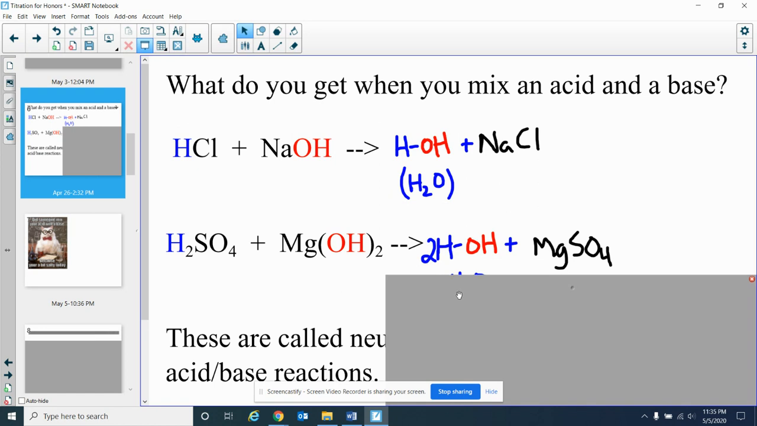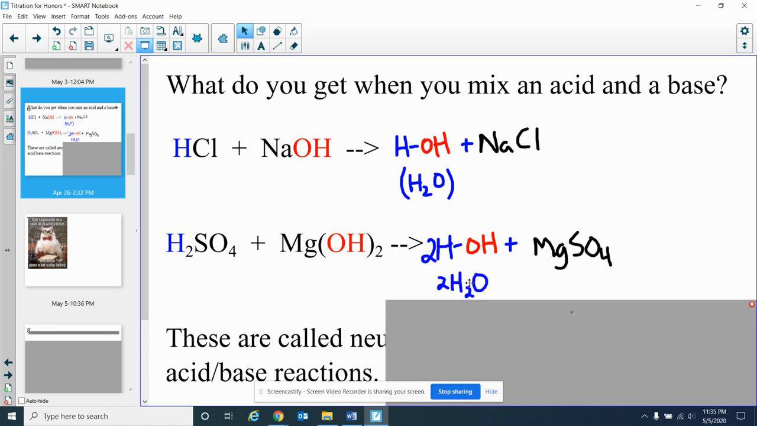And with the sulfuric acid, again, the H would combine with the OH of the magnesium hydroxide, and you would get HOH, which is, again, water. And this time you're going to get two waters because you have two OHs coming off and two H's coming off. And then the other two combine, and you get MgSO4, which is your salt.